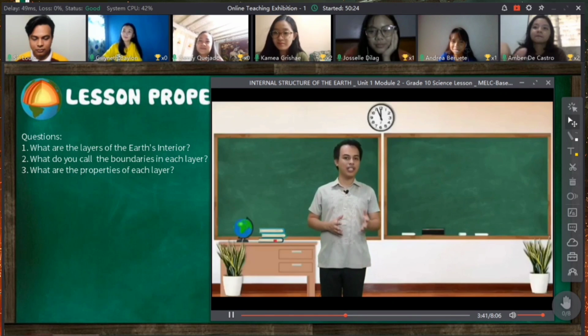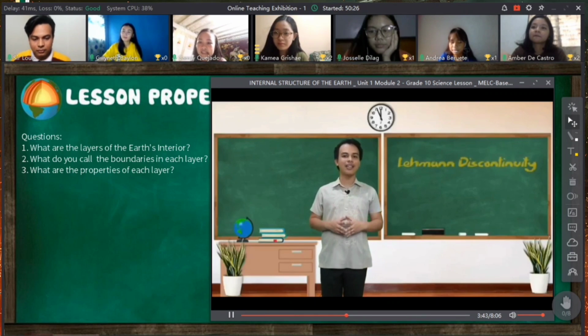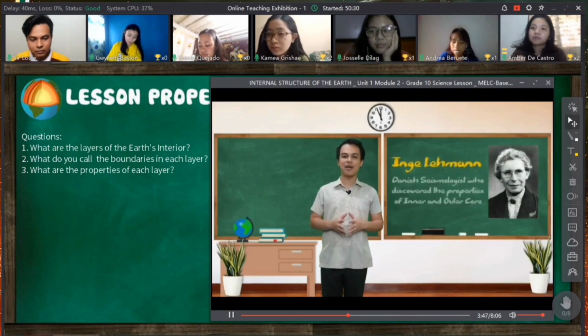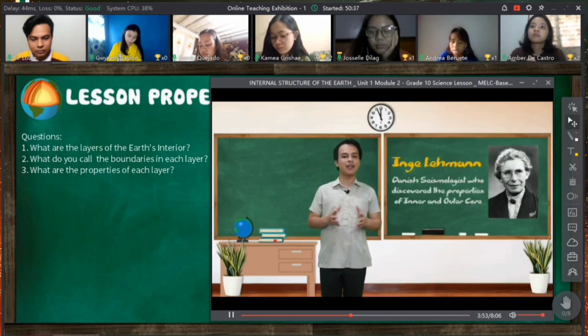Ang boundary between inner and outer core ay tinatawag natin na Lehmann discontinuity. It is named after Inge Lehmann, who is a Danish seismologist na nakadiskubre ng pagiging molten ng outer core at ang pagiging solid ng inner core.